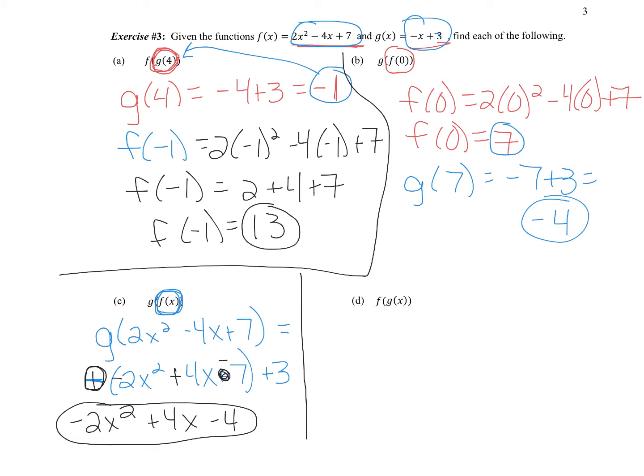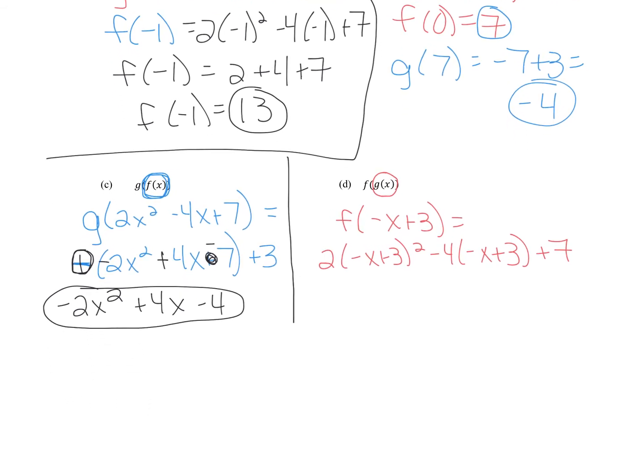The other composition we can do is in the opposite order, right? So if we plug g of x into f of x, I'll actually just write it first. So this is f of g of x, where g of x is negative x plus 3. So that's what we're plugging into f of x. That's going to look like 2 times negative x plus 3 squared minus 4 times negative x plus 3 plus 7. This is the one that does take a little longer to simplify.